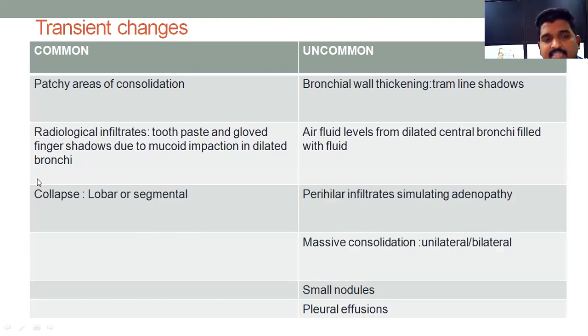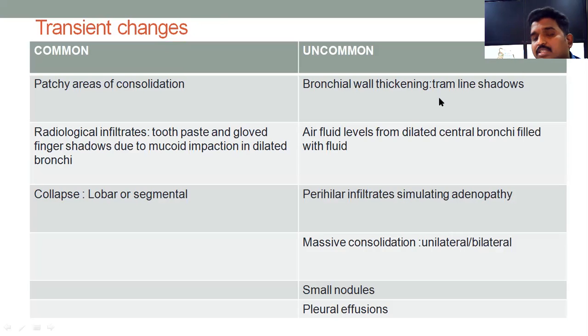There are certain transient changes you see in the chest X-ray, that is patchy areas of consolidation, radiologic infiltrates secondary to mucoid impaction, either in the form of a toothpaste appearance when a single bronchus is involved, or a gloved finger appearance when multiple bronchi are involved and occluded with thick mucus, or it shows a collapse, either lobar or segmental collapse. These are the common findings. Whereas a lot of uncommon findings are also there.